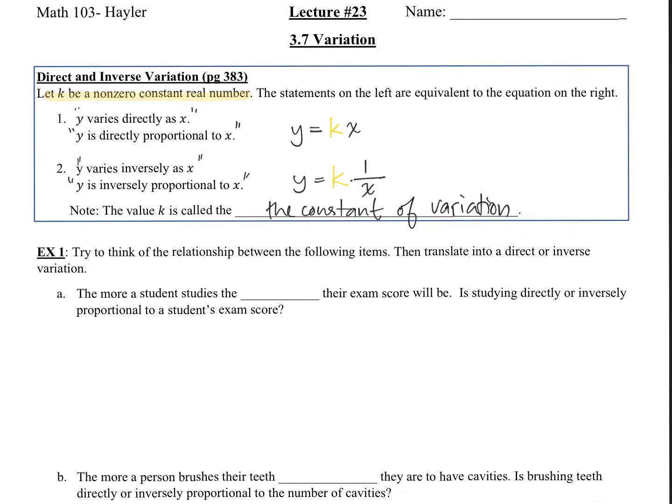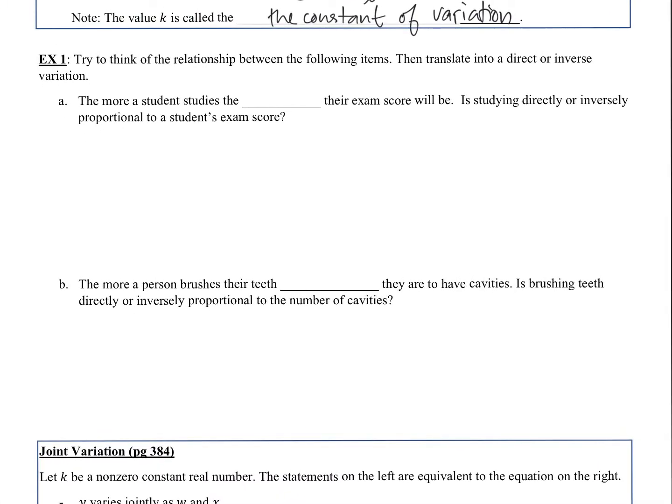Let's take a look at example 1. Try to think of the relationship between the following items, then translate into a direct or inverse variation. The more a student studies, what their exam score will be. So if a student studies more, more than likely their exam score should also go up, right? It wouldn't go down. So since they both go up, this is going to be called a direct variation. If they had the opposite, so one went up and the other one went down, this would be called inverse.